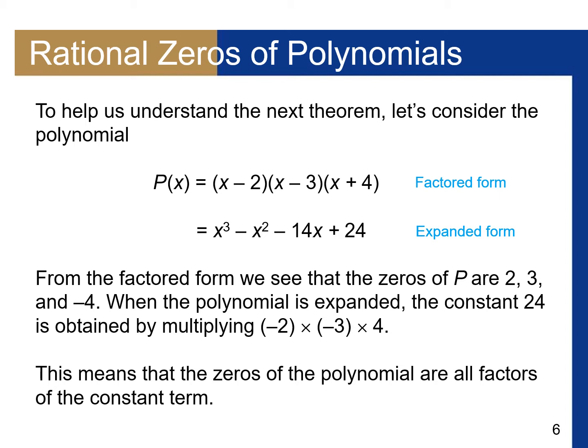So when the polynomial is expanded, we get a constant of 24. So that means that we can multiply the opposites of these, which would be in our factor, negative 2, negative 3, and positive 4 to get that value of 24. So what that means is the zeros of the polynomial are all factors of the constant term.